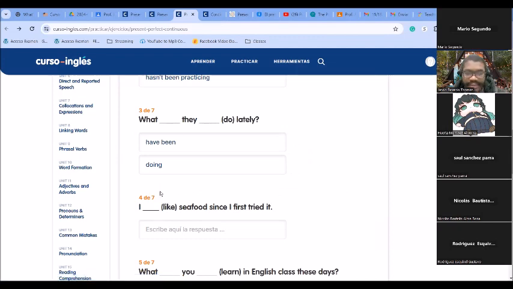I like seafood. I have liked seafood. Okay. Again. I have liked seafood since I first tried it. Good. All right. Still true. Was true in the past, still true now.